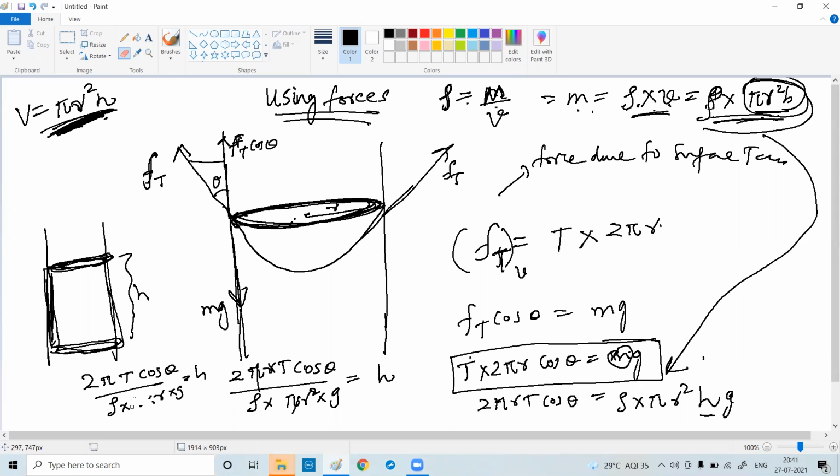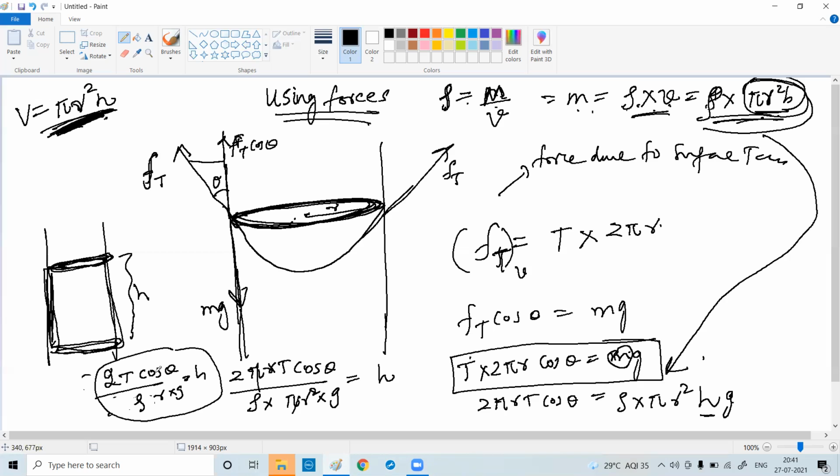Did you understand what is left for now? We are left with 2T cos theta equals rho R g, and this is the expression we got in the first step. Yes or no?